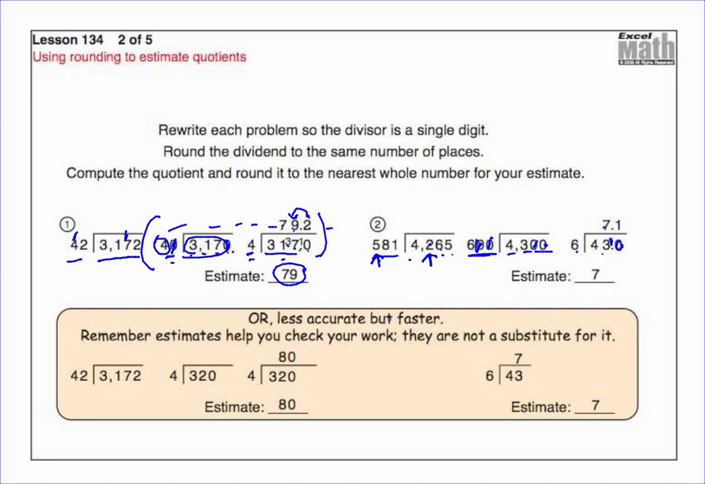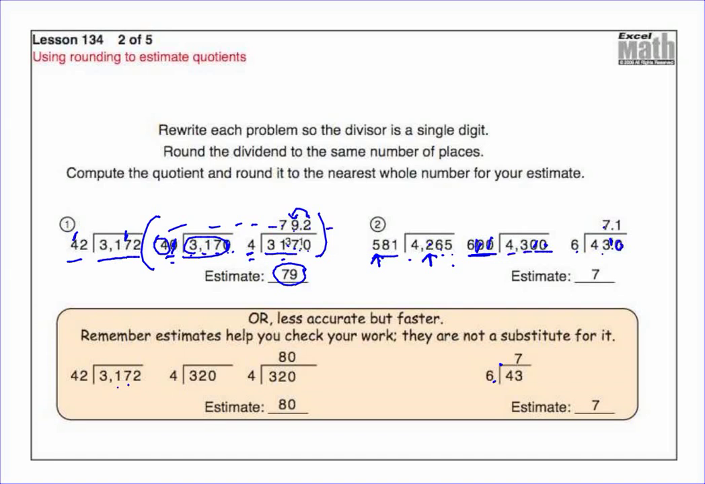Or, less accurate but faster, remember estimates help you check your work. They are not a substitute for it. 42 into 3,172. They rounded this off to the hundreds place instead of the tens place, and they got 80. Okay, and here's a substitute for this one. 6 into 43 goes 7 times.